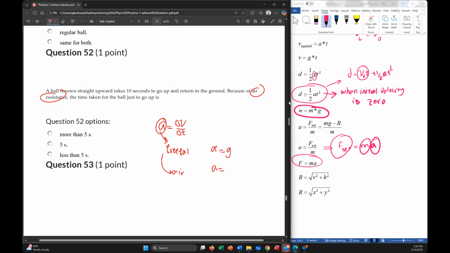Because there is a drag force. If it is 10, this is going to be, let's say, 8 meters per second squared. It's not going to be exactly G, because there is air resistance. It's going to be less than G. Good? So what does it mean? So it's more than 5 seconds? More than 5 seconds?